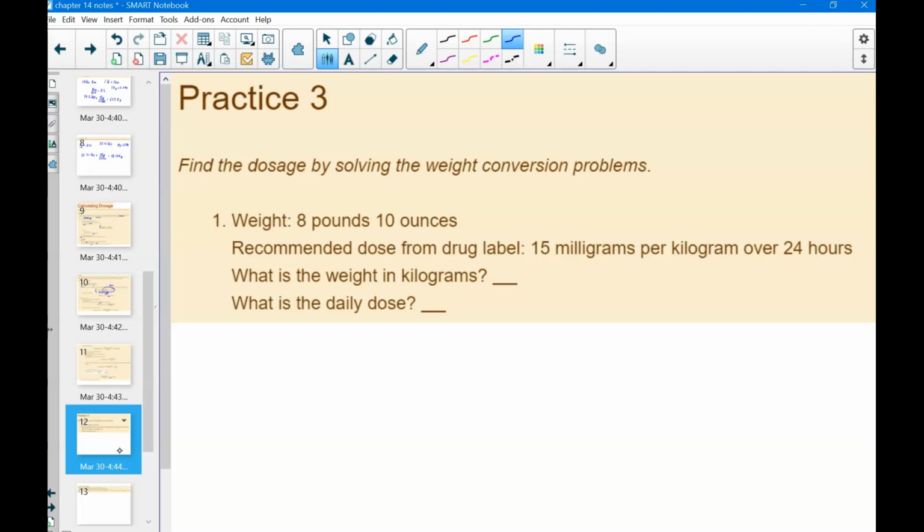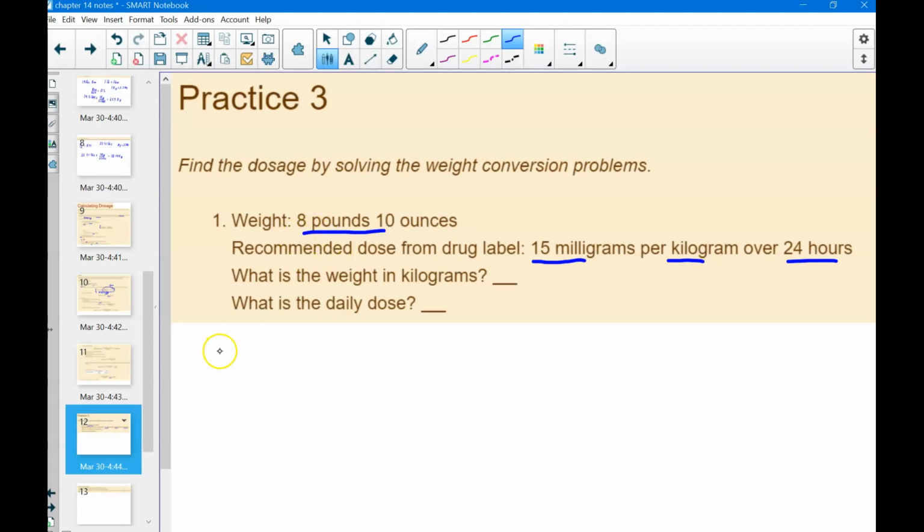So question number 1 says 8 pounds 10 ounces. Recommended dosage from drug labels is 15 milligrams per kilogram over 24 hours. So basically this is 1 day, 1 daily dose, 15 milligrams per kilogram. So first thing we do is convert this into kilograms.